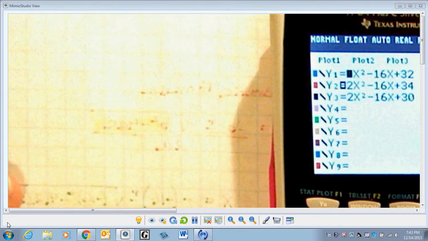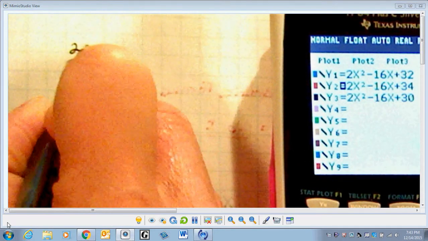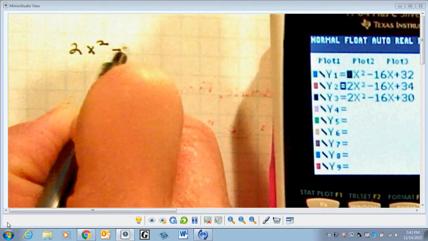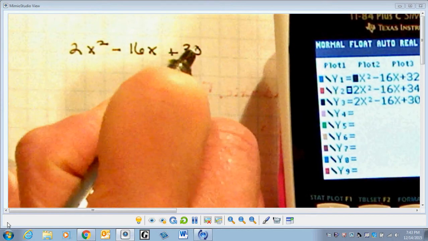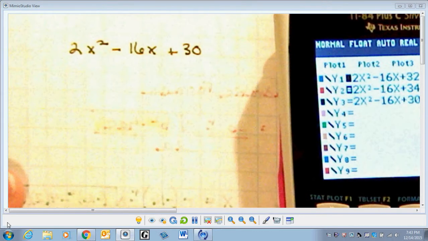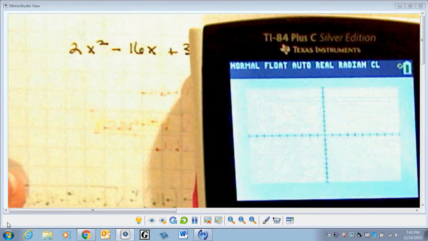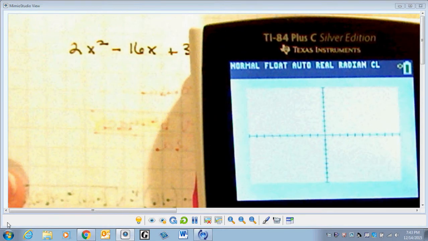So I'm going to go ahead and turn my paper over, and we're going to work on the other side. So the next one that I have is 2x squared. So let's write this down. 2x squared minus 16x plus 30. Okay, so let's go ahead and graph it. And if you recall, this one here actually crosses our x-axis in 2 points.